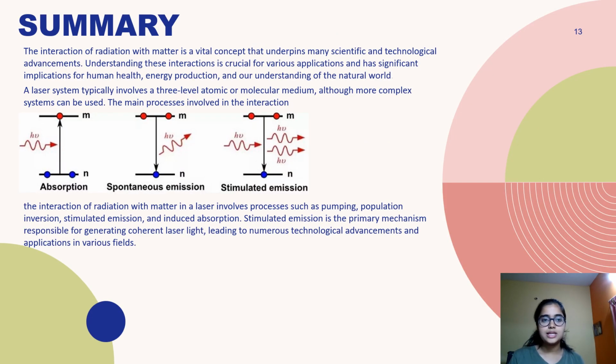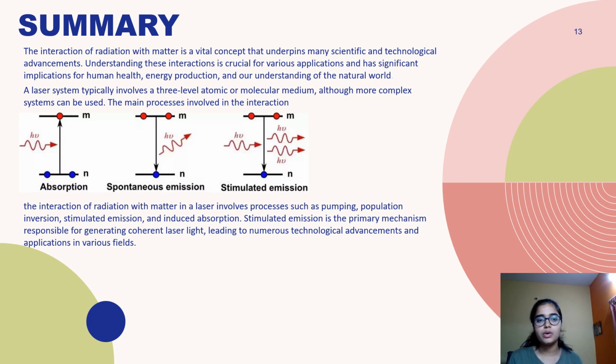Now, quickly let's recap what we have learned today. We have learned three forms of interaction of radiation with matter. First is induced absorption. When the right energy strikes an atom in the ground state, the electron of the atom absorbs the photon and is excited to the higher energy state. This process is known as induced absorption.